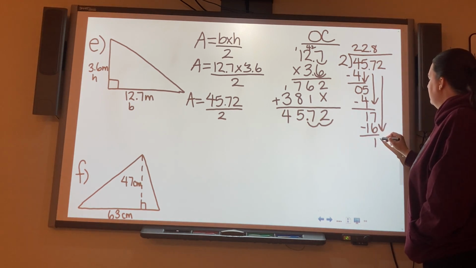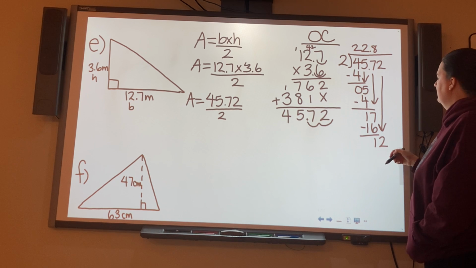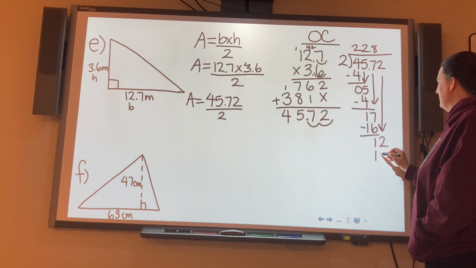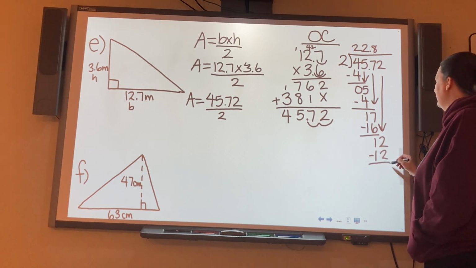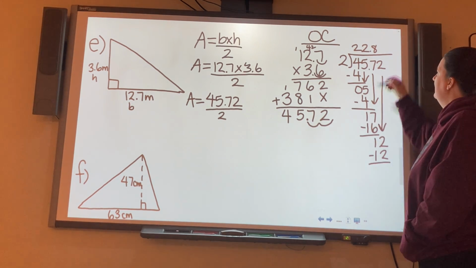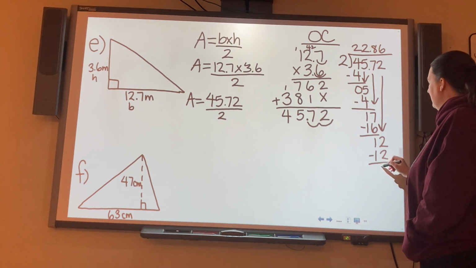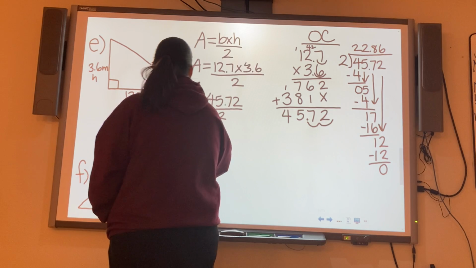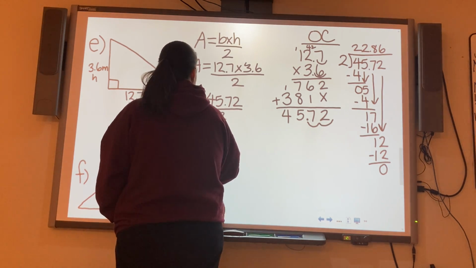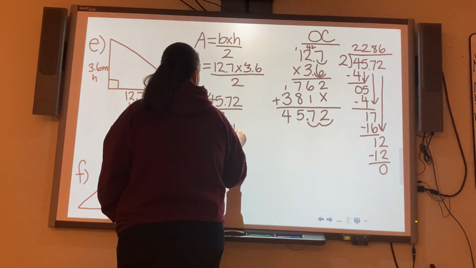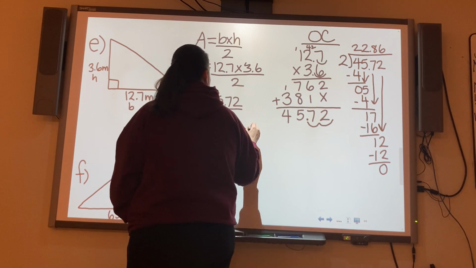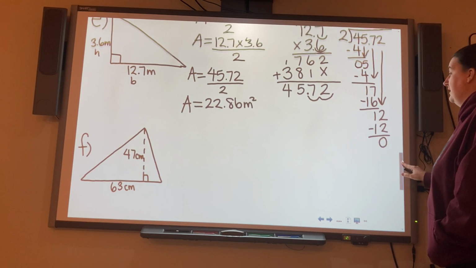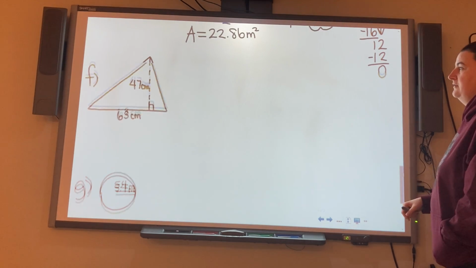Drop your last number. 2 into 12. Look down your 2s, what's the closest thing without going over? Look on the side, what goes up in your answer? 0 remainder. So, the area of this triangle is 22.86 meters squared. So you are going to need to do F by yourself.